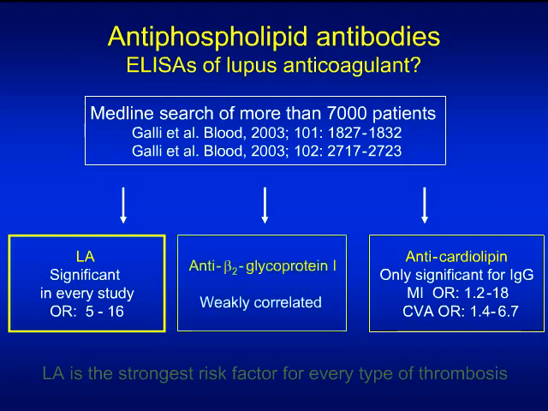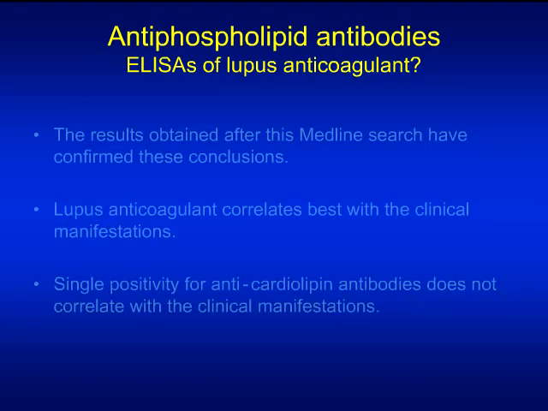And at that time, the antibody to glycoprotein-1 was not so long on the market, so there were not that many studies. But again, also the antibody to glycoprotein-1 ELISA was only weakly correlated to the clinical manifestations. So very important is that lupus anticoagulant is the strongest risk factor for every type of thrombosis. And after the study in 2003, many more studies have been done, and all the results obtained after this Medline search have confirmed these first conclusions.